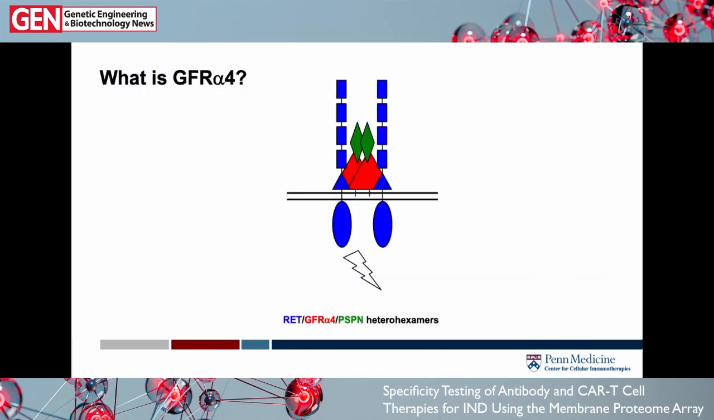In this cartoon, GFR alpha 4 is depicted in red as molecules that bring together red molecules, depicted in blue, when the ligand Persephone, in green, binds to GFR alpha 4. GFR alpha 4 is a member of a family of cell surface receptors known as glial cell line-derived neurotrophic factor receptors, along with other family members GFR alpha 1, alpha 2, and alpha 3. The question at this point was, how specific is GFR alpha 4 to C cells?